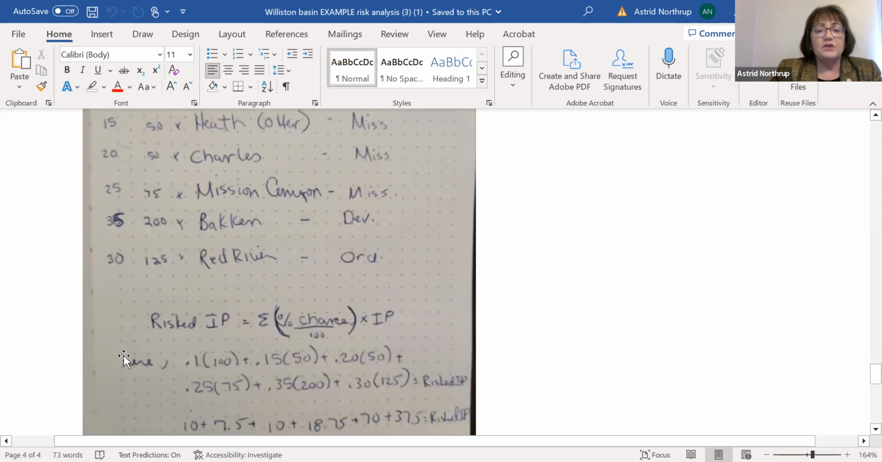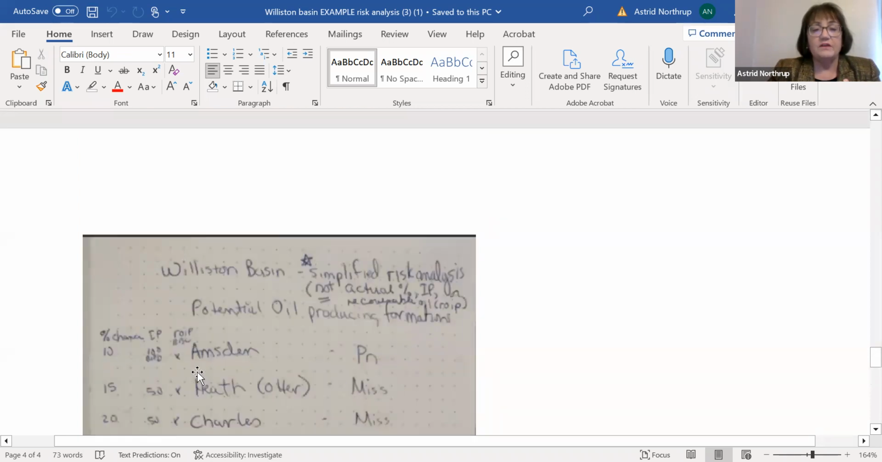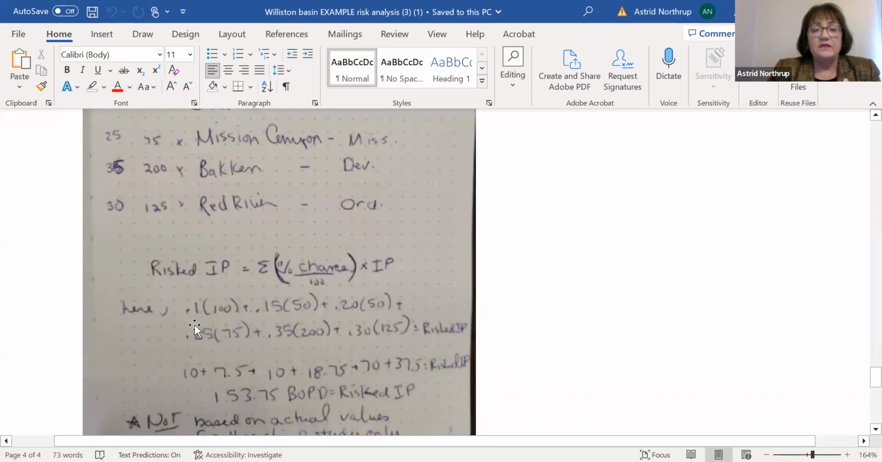All right. So the equation for doing this, which is a statistical calculation called a weighted average, is going to be the summation of the percent chance over 100. In other words, we're taking these percents and converting them to decimals, multiplying by the IP. So here we take the 10% chance we have of hitting our first formation, the Amsden, convert it to a decimal.